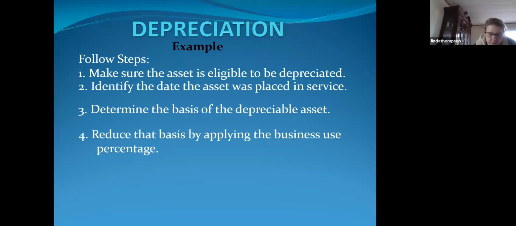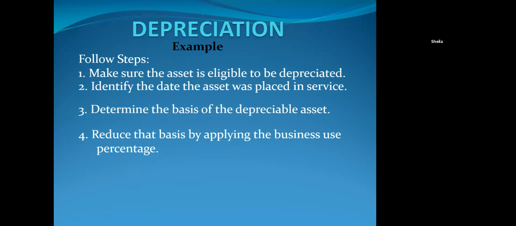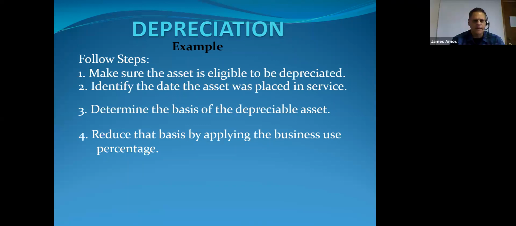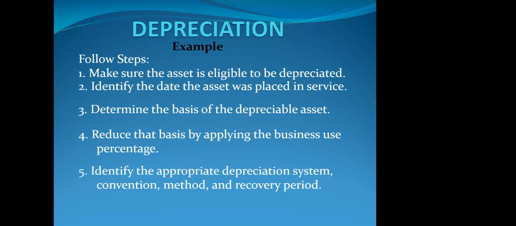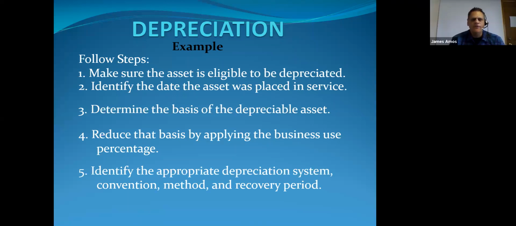Did he buy it for 1,220? I don't see if there was tax on there or not. I would have said so. I would have given it to you. No, it's $1,100 rounded up. $1,100, that's right. Then you reduce that basis by applying the business use percentage. And then I think you guys already did that. You kind of jumped ahead on that, and that's fine. You did right. Then you identify the appropriate depreciation system, convention, method, and recovery period.